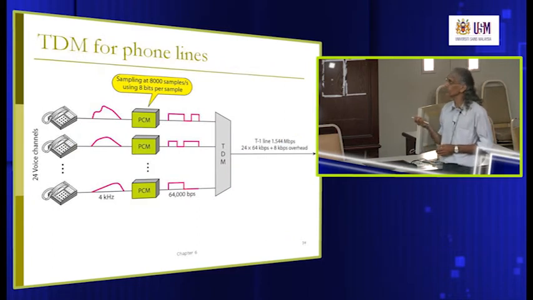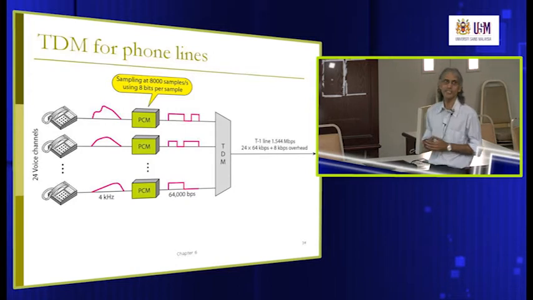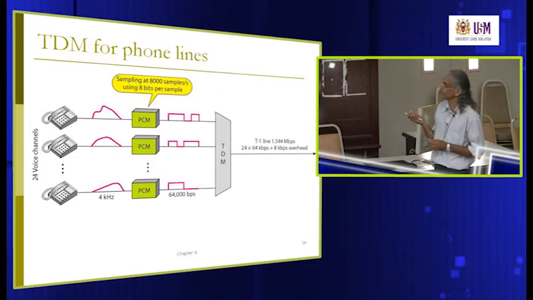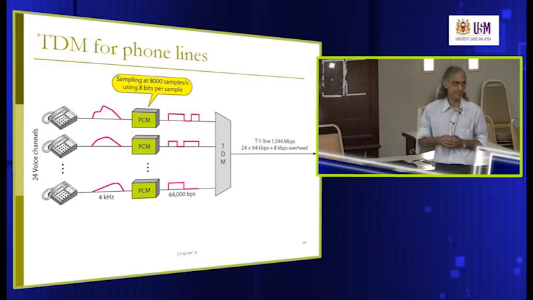So remember the phone lines, if you use TDM for telephone communication, then telephone is basically analog data coming in. So we need to convert it into digital first. And we saw that there are two techniques, PCM, pulse code modulation, or delta modulation. In this case, we're using PCM to convert from waveform into bits. So these bits will then be combined into TDM.